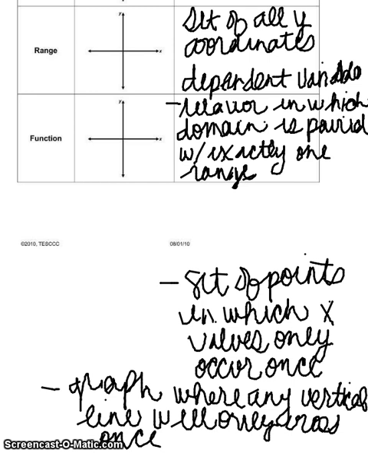My function, remember, is a relation in which the domain is paired with exactly one range. The set of points in which x values only occur once. So remember, my x does not repeat. And then the last one is the graph where any vertical line will only cross the graph once. So let me give you an example. For instance, just like we worked with the other day, my absolute value parent function, that is a function. My x values do not repeat. Okay, so let's go ahead and turn to page 3.